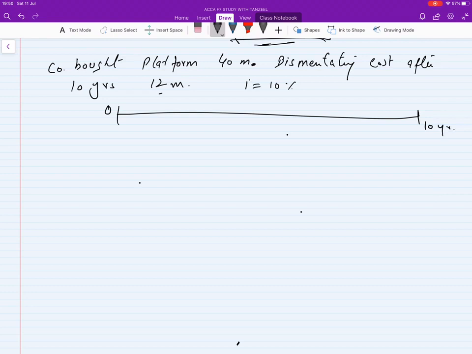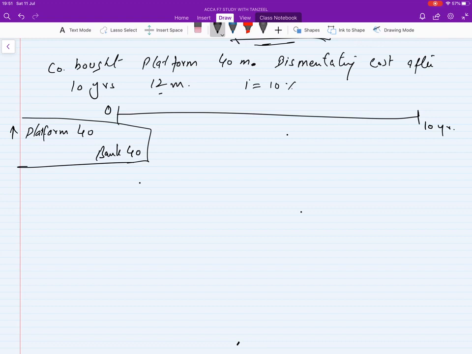So on the first day, what entry can you make? Platform 40 million debit, because you are increasing an asset, so debit. And bank, you paid cash 40 million. This will be your double entry.